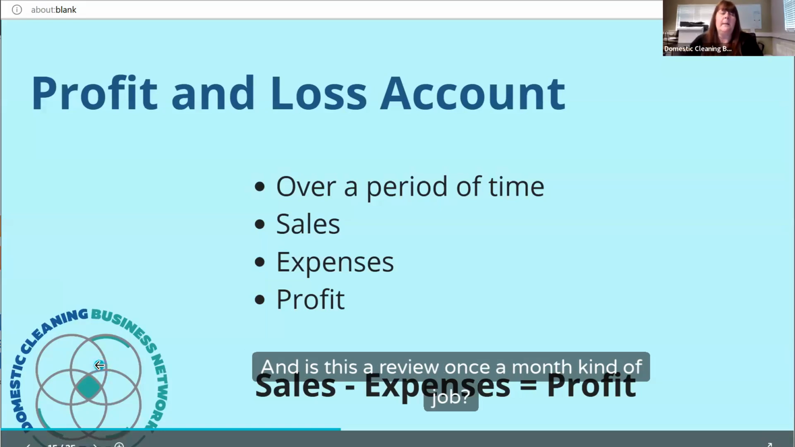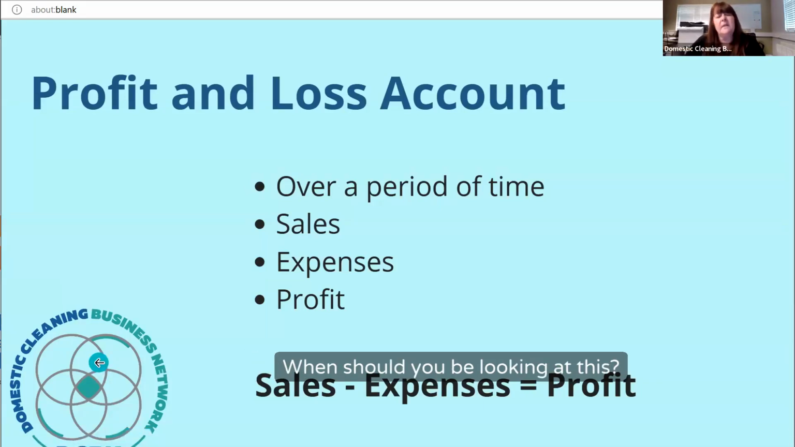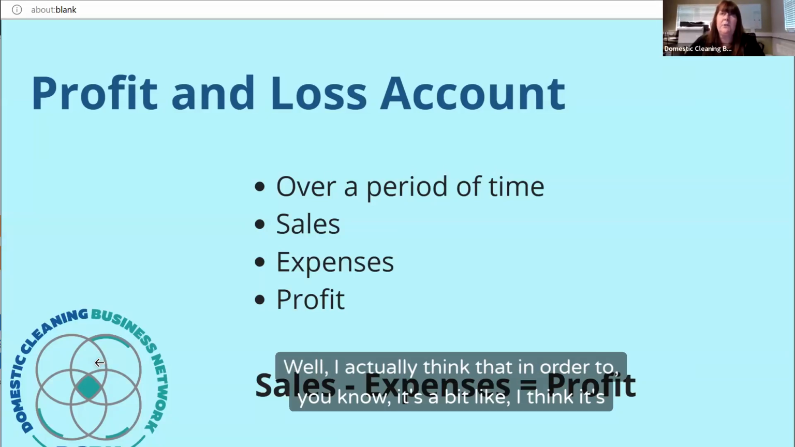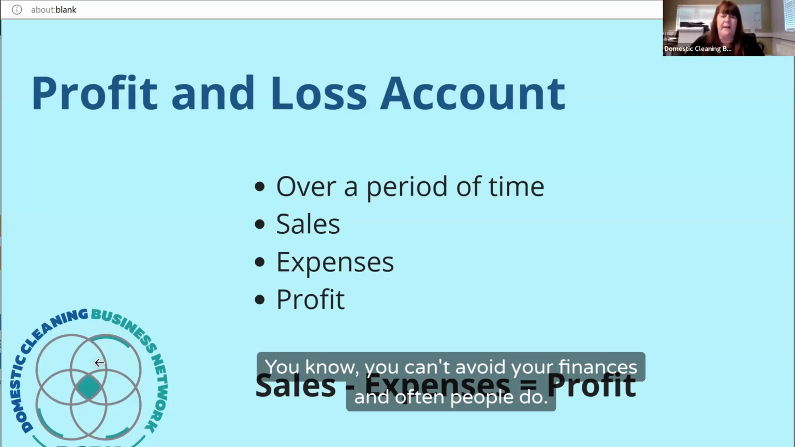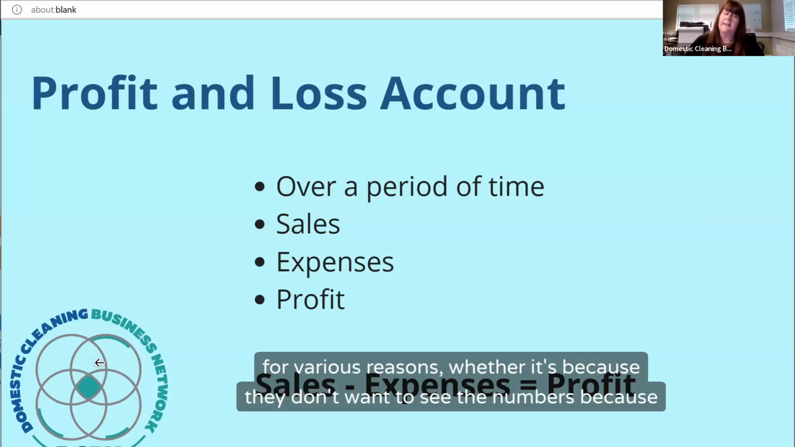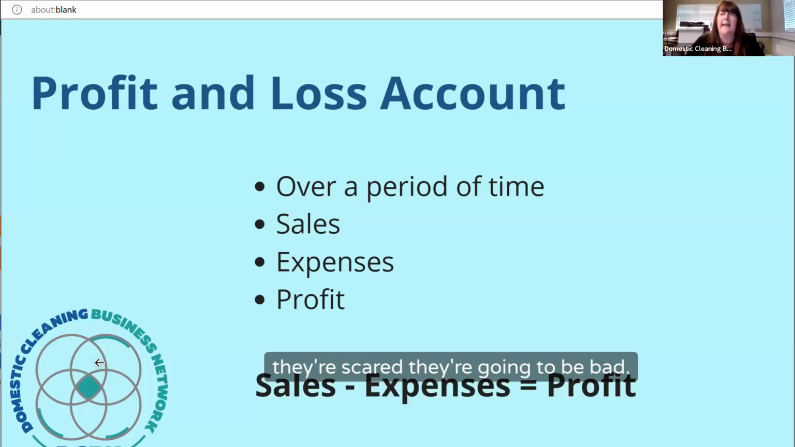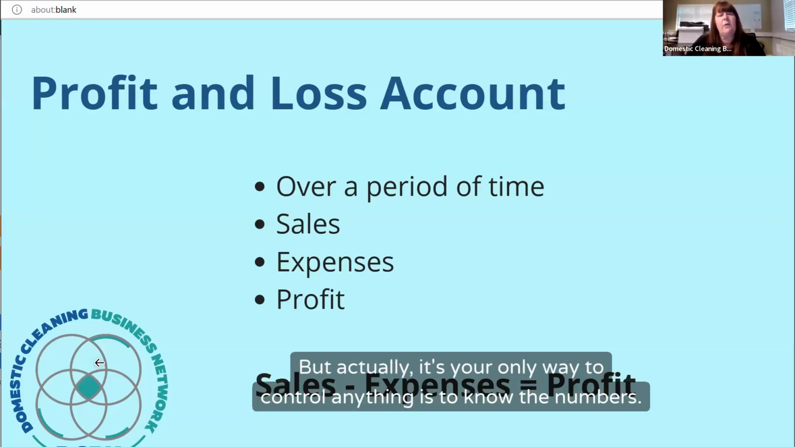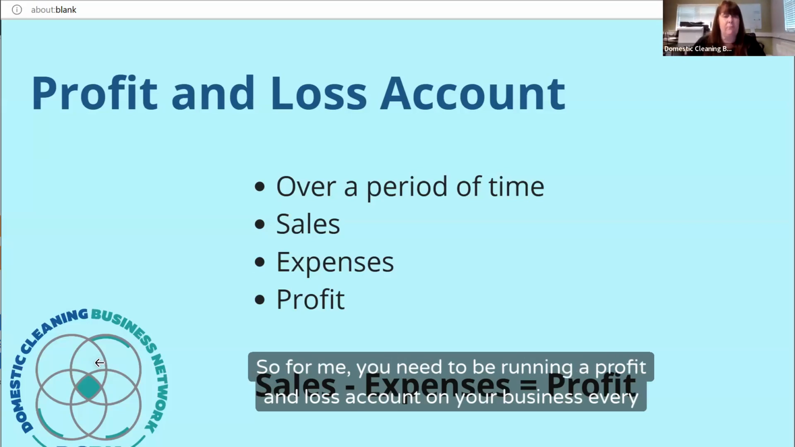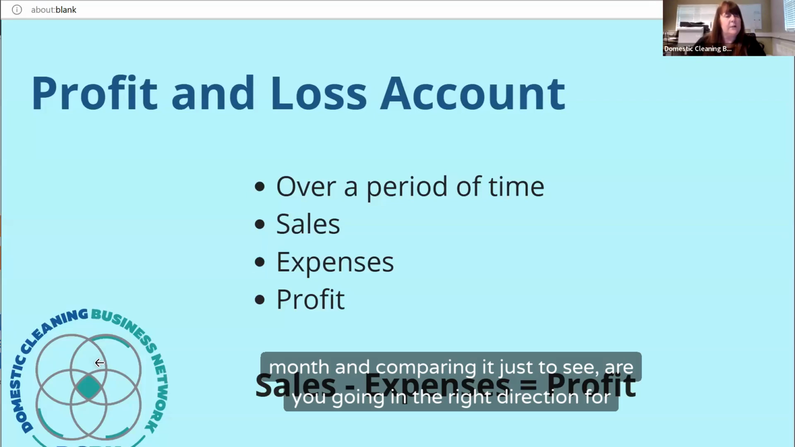And is this a review once a month kind of job? When should you be looking at this? And when should you be updating it? Well, I think it's the same with your personal finances. You can't avoid your finances. And often people do for various reasons, whether because they don't want to see the numbers because they're scared they're going to be bad. But actually, the only way to control anything is to know the numbers. So for me, you need to be running a profit and loss account on your business every month and comparing it just to see, are you going in the right direction for starters?